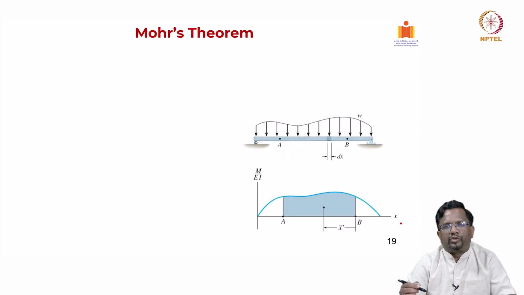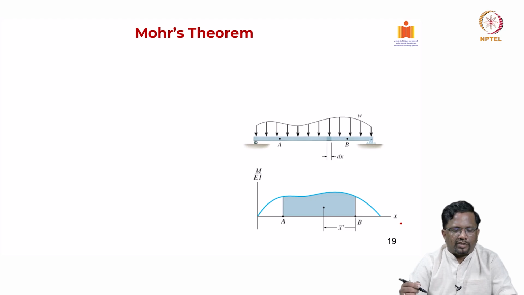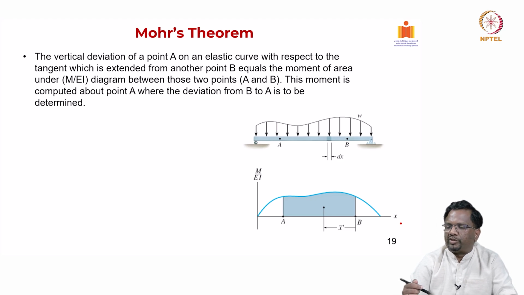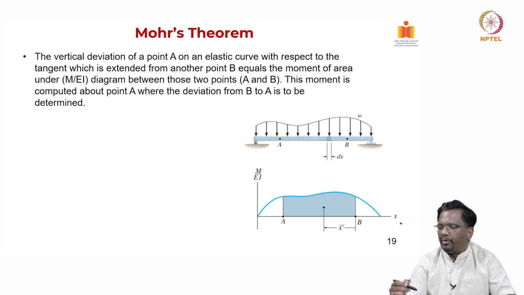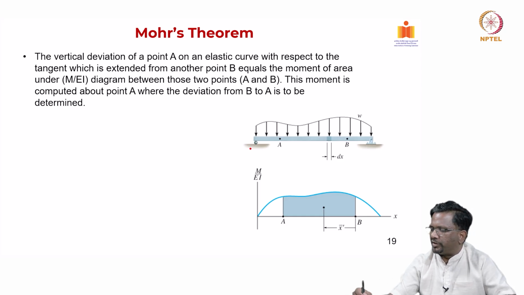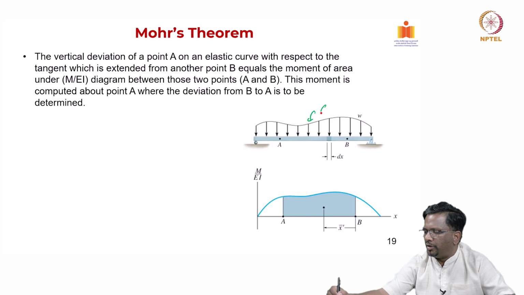As I think most of you would have studied strength of materials or in your structural analysis, Mohr's theorem. And Mohr's theorem, what does it say? If I know the elastic curve, for example, you see a simply supported beam which is subjected to some, let us say, generic load W, which is varying.